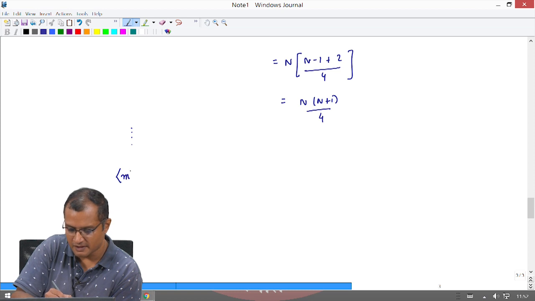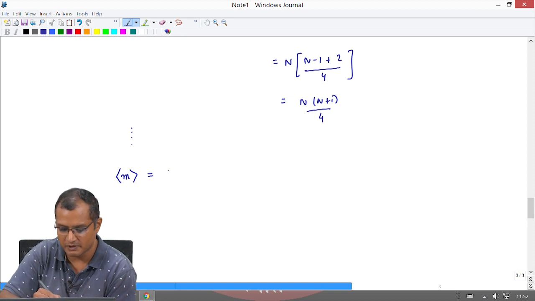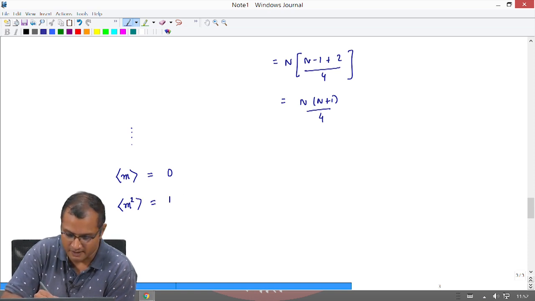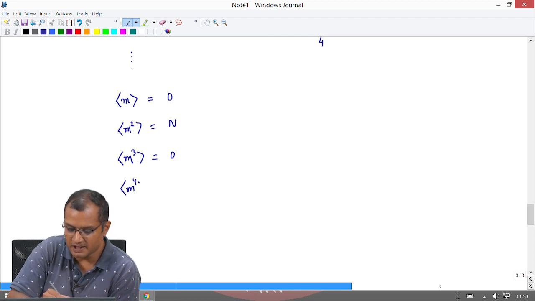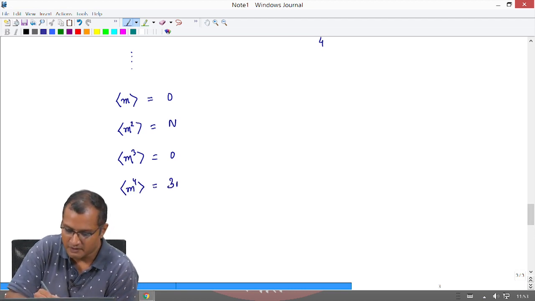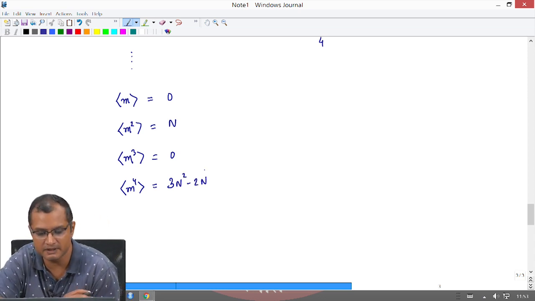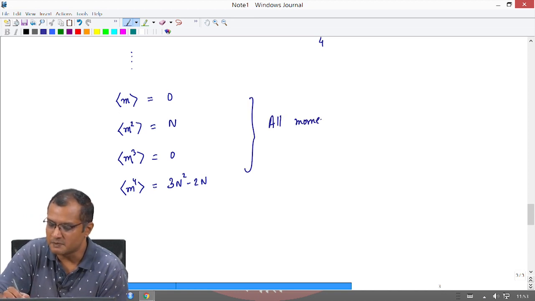And this is an important result. The first moment of the unbiased random walk has to be 0, it will come out to be 0. The second moment will scale with system size, and that is given as just n. The third moment will also come out to be 0. Okay, all odd moments will come out to be 0. The fourth moment will come out to be 3n square minus 2n. So this is a very powerful method. All moments can thus be calculated.